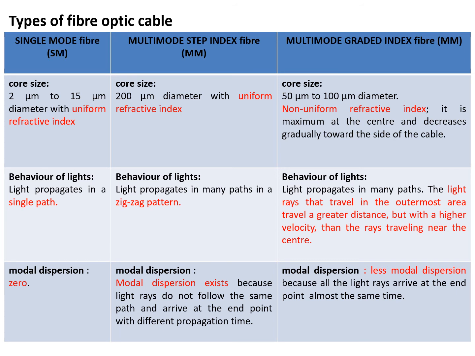In multimode graded index fiber, light propagates in many paths. However, all the light rays arrive at the endpoint almost at the same time. Therefore, multimode graded index fiber has less modal dispersion. From here, we can see that modal dispersion can be reduced when the fiber core has a non-uniform refractive index.